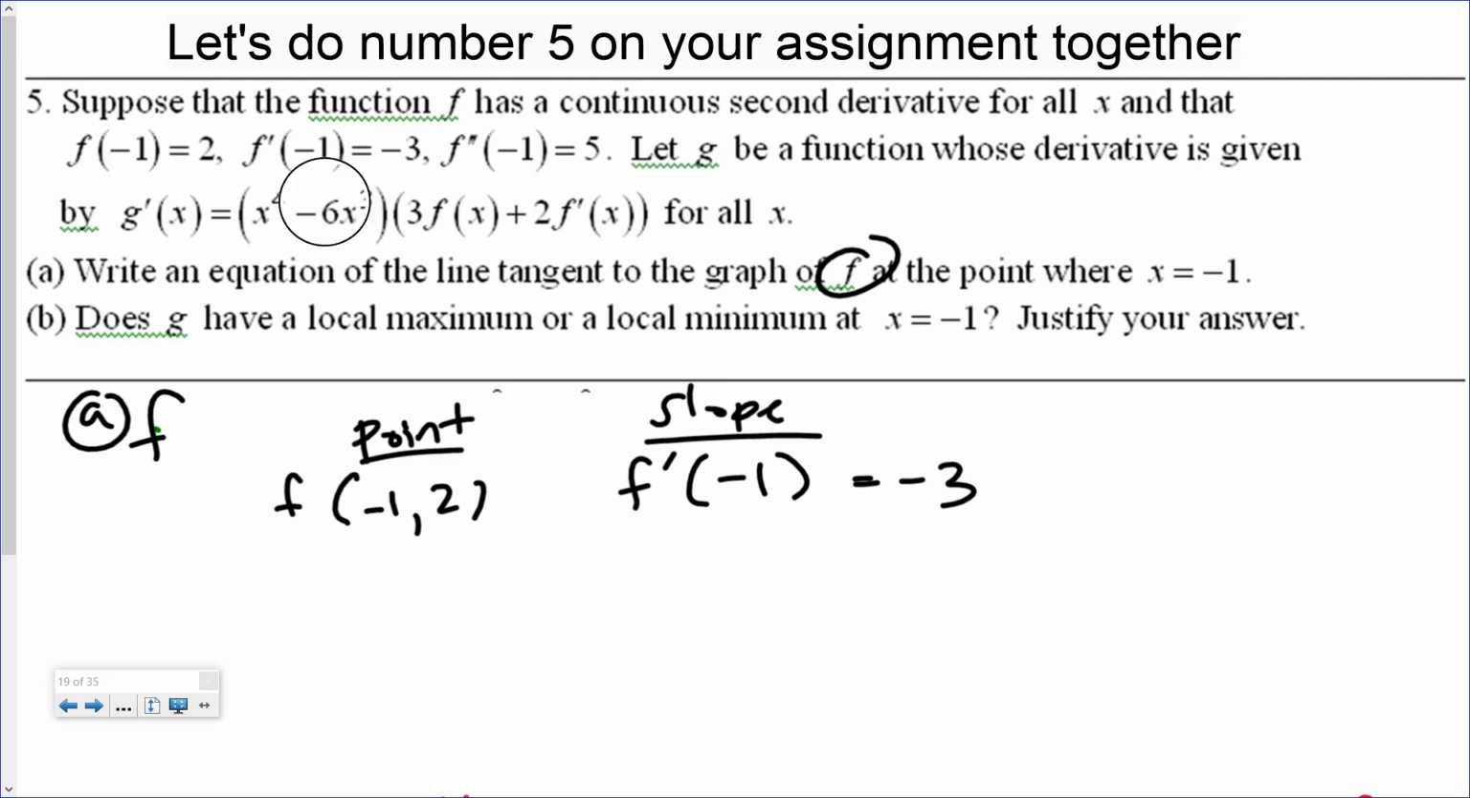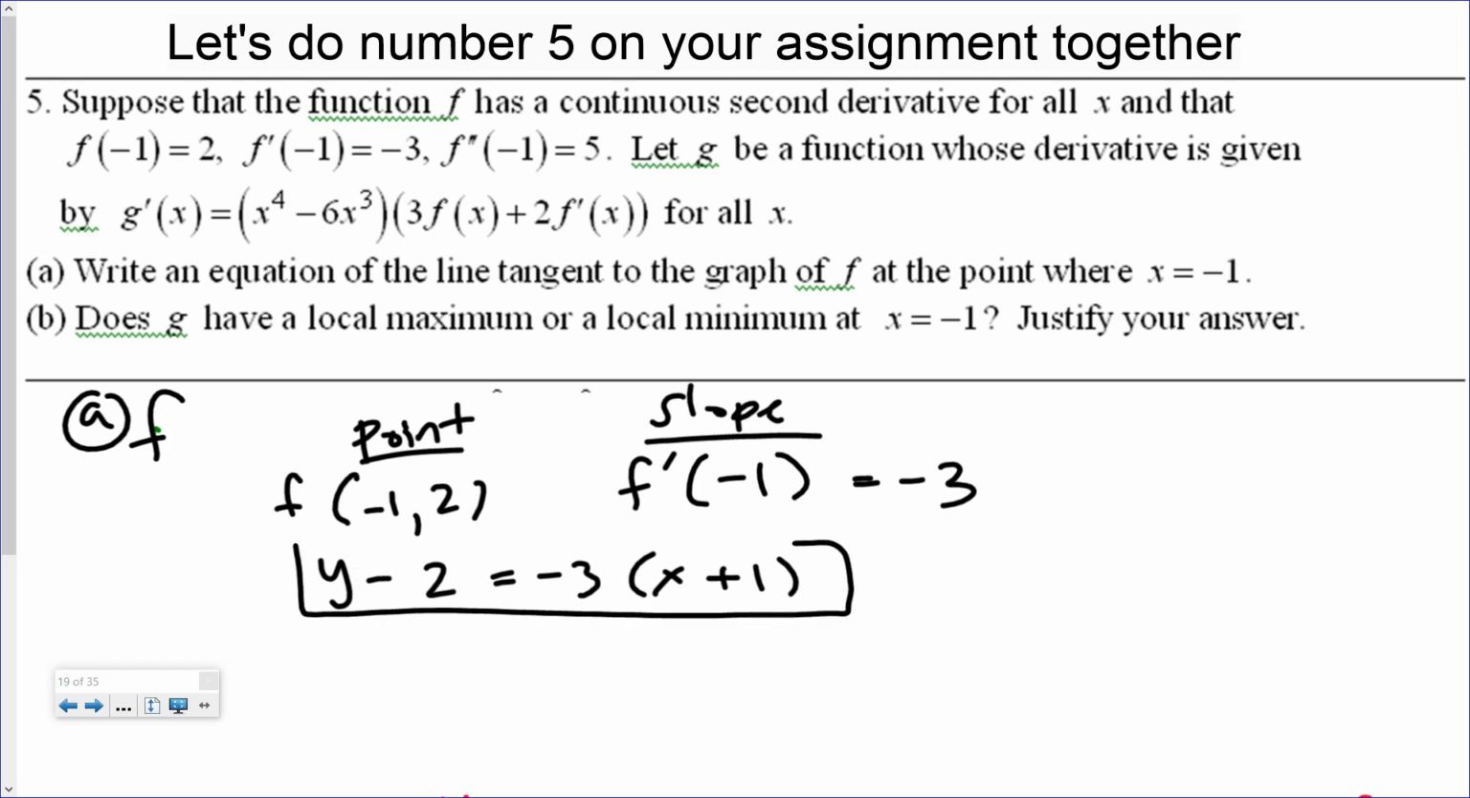So what you're going to do is, you've got a point, you've got a slope, you're going to do y minus y equals the slope times x minus x, and bam, you are done with part A. I'm pretty sure you could have done that by yourself. Okay, let's look at part B. Does g have a local maximum or minimum at x equals negative 1?